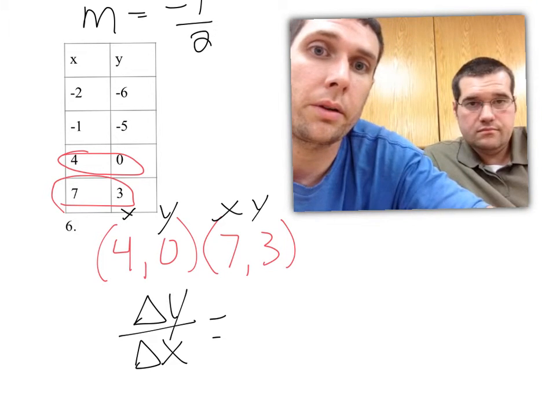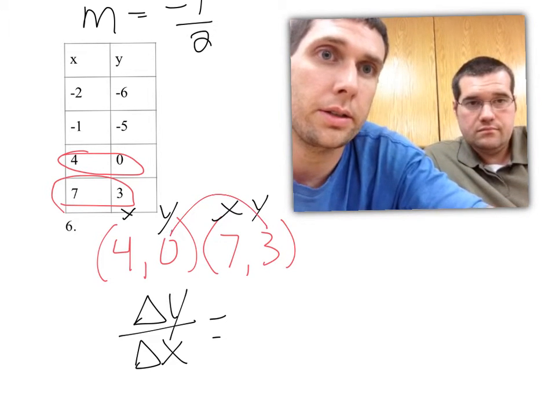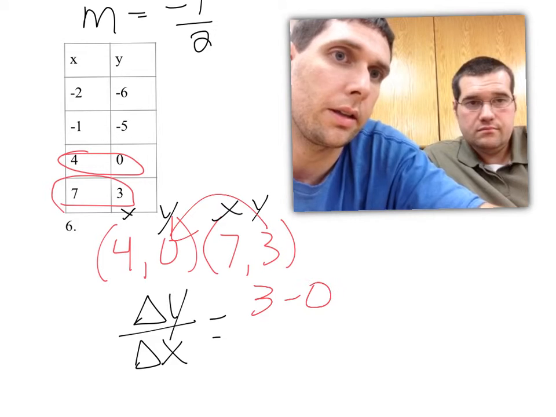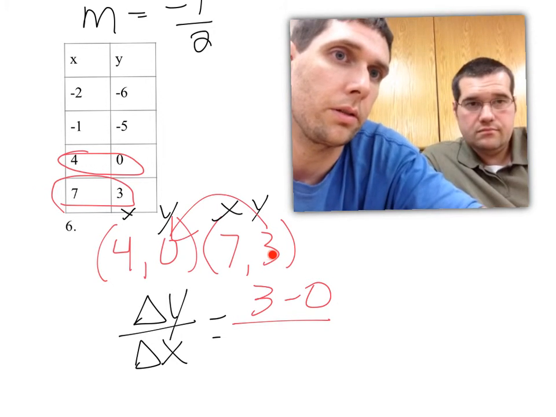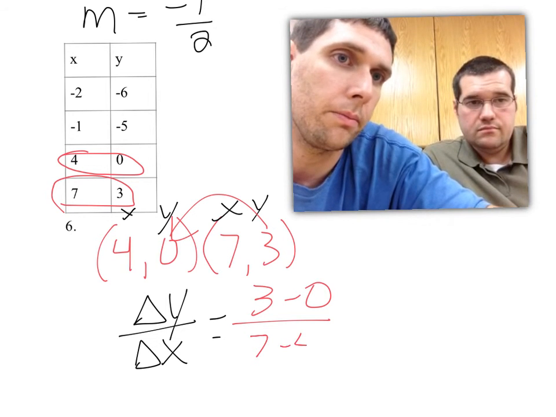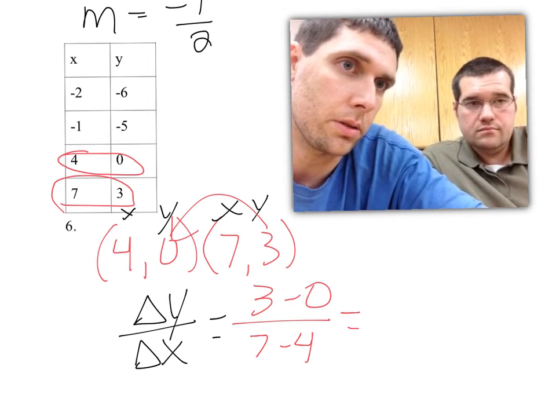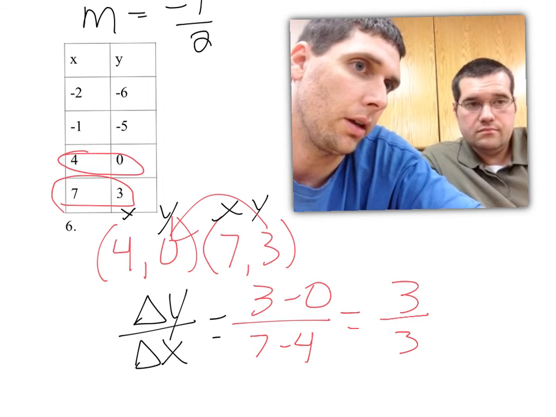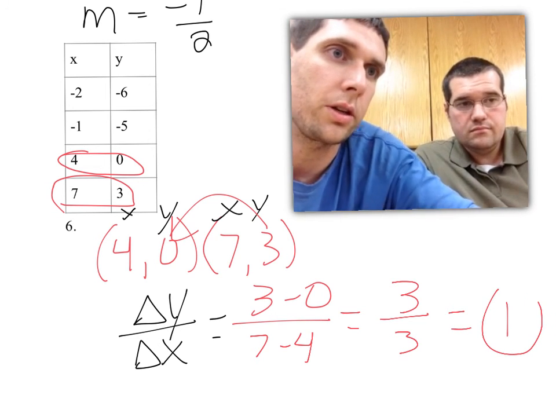So I'm going to write 3 minus 0 on top, and stay consistent. Since I started with this 3 over here, I'm going to start with a 7 from my bottom, and I'm going to write 7 minus 4 on the bottom, and do the math. 3 minus 0 is 3, 7 minus 4 is also 3, and we know that 3 divided by 3 is 1, so the rate of change for this table is 1.